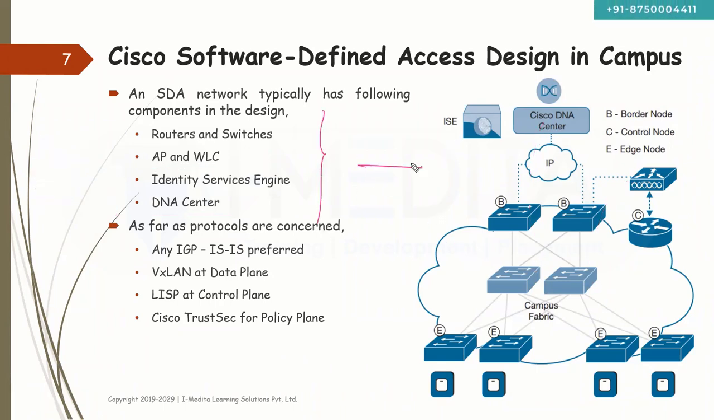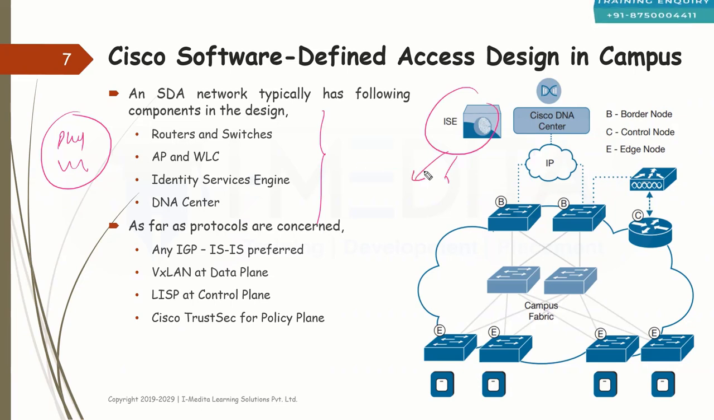These are the devices that we will require. Some of these devices are physical. Some of these devices are virtual. You can use a mixture. For example, ICE can be both a hardware device and a virtual one. Like we can have a dedicated box for ICE.